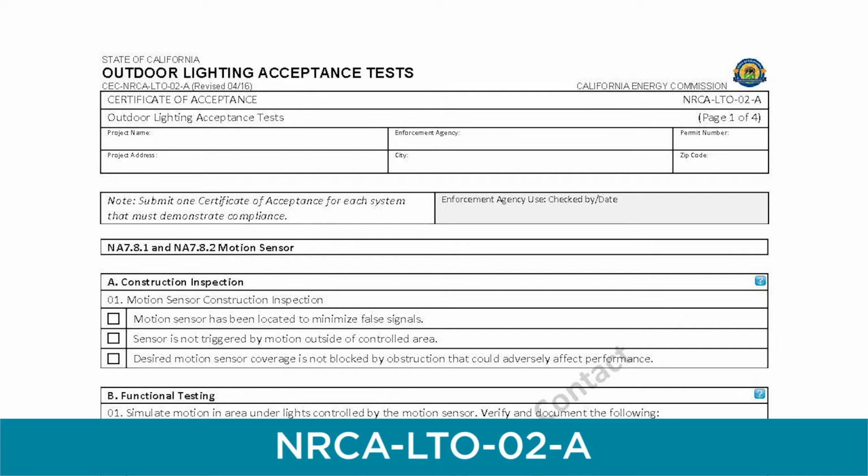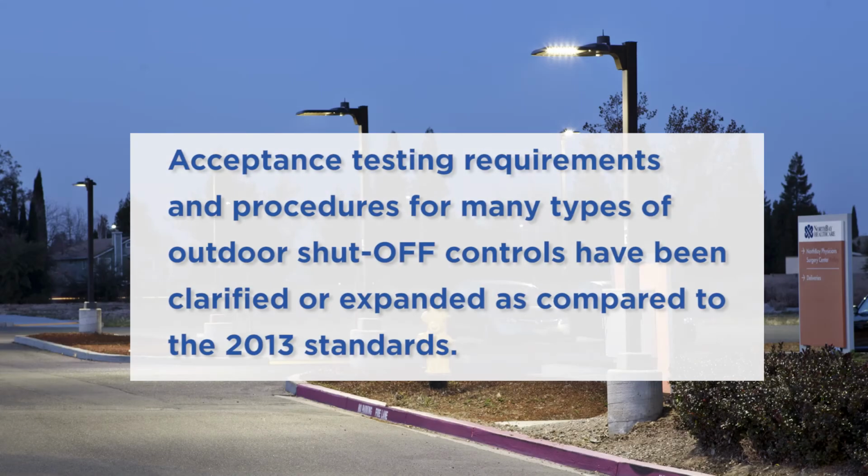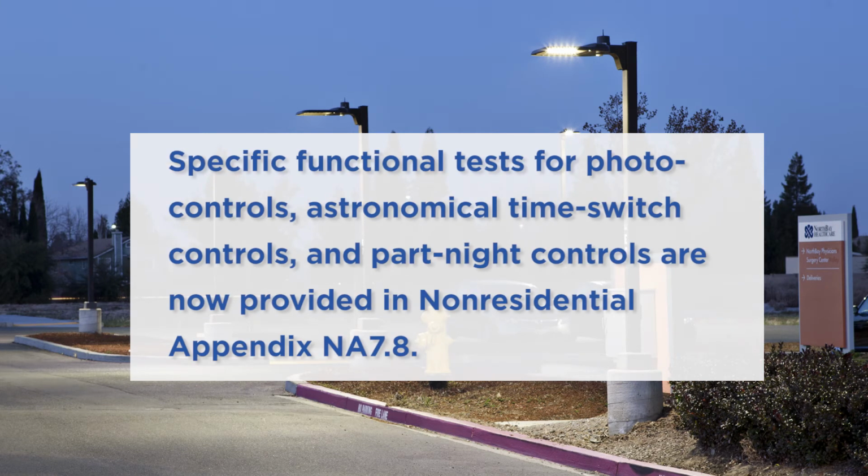However, for alterations, if controls are installed to control 20 or fewer luminaires for the entire project, acceptance testing is not required. Also, acceptance testing requirements and procedures for many types of outdoor automatic shutoff controls have been clarified and/or expanded as compared to the 2013 standards. Specific functional tests for photo controls, astronomical time switch controls, and part-night controls are now provided in Non-Residential Appendix NA7.8. Before we end this module, let's review what we've learned.